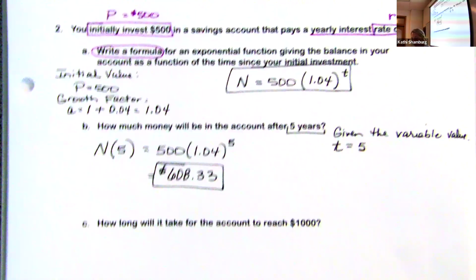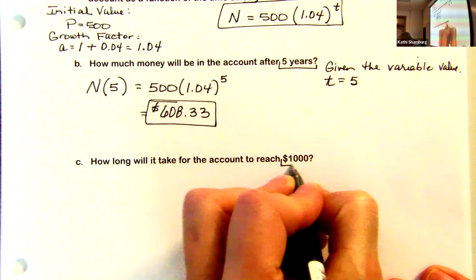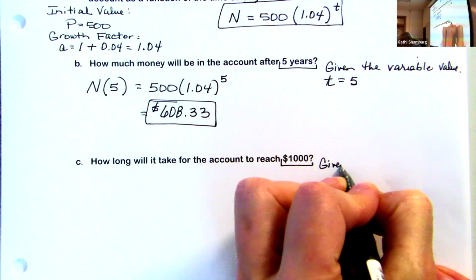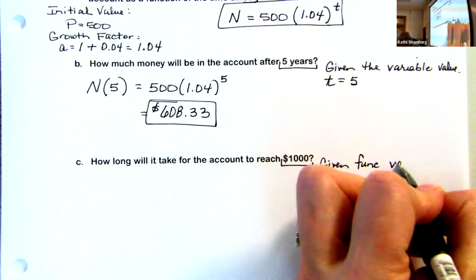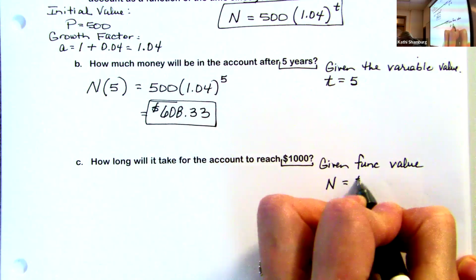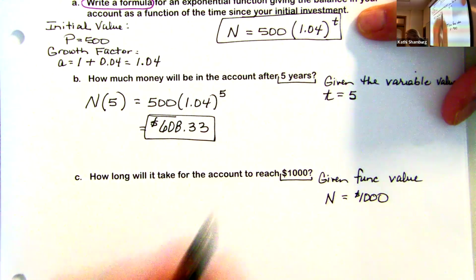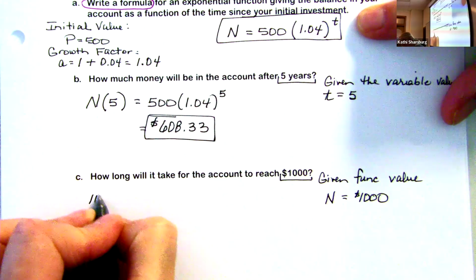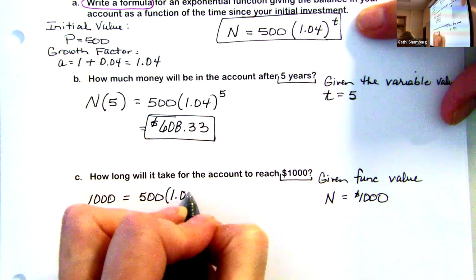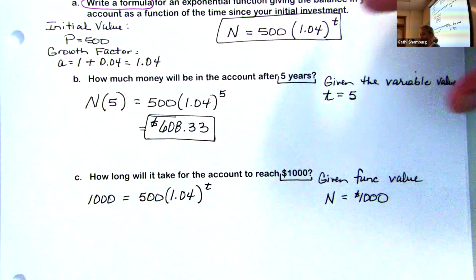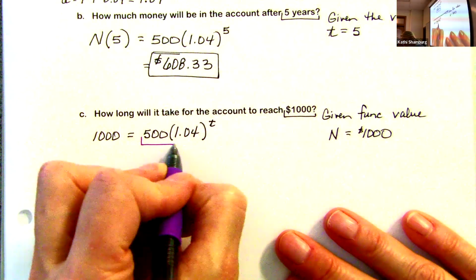Okay, last question. How long will it take for the account to reach $1,000? So what were we given? That is correct, which is our function value. And we're given N equals $1,000. So when I'm looking at my equation, in place of N is where I put 1,000. So that'll equal 500 times 1.04 raised to the t. And then just like we did prior, we're gonna do y1 and y2.